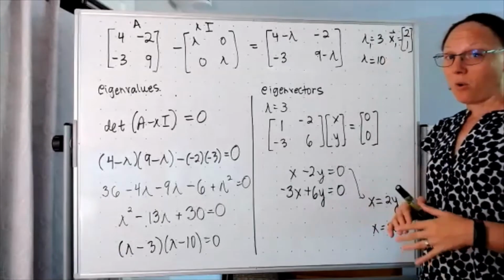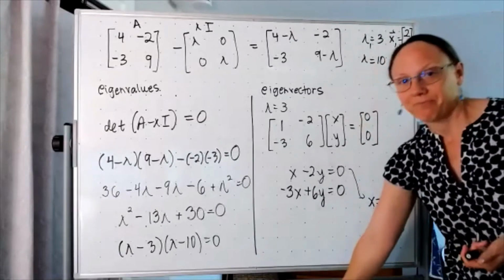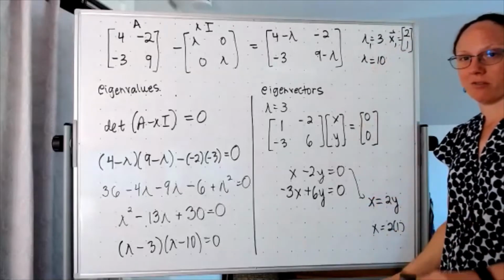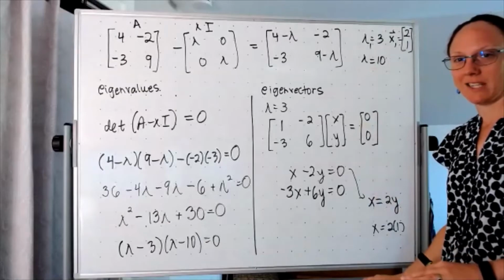We're going to repeat that whole thing again, but this time for a lambda of 10. I'm about to erase my eigenvalues, so going once, going twice. Cool, let's get rid of it.